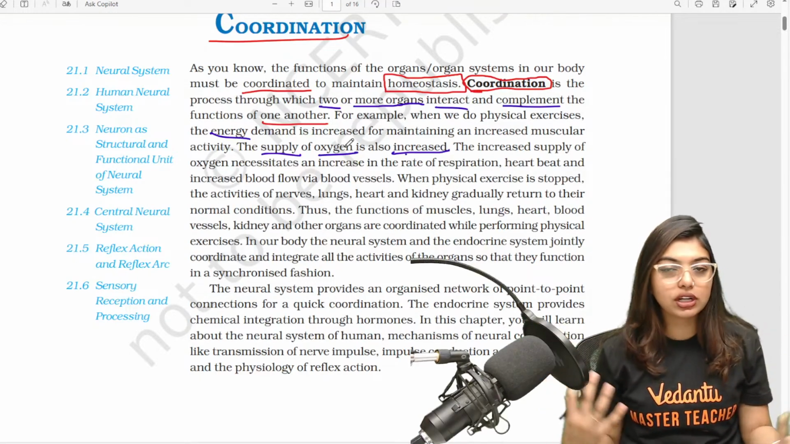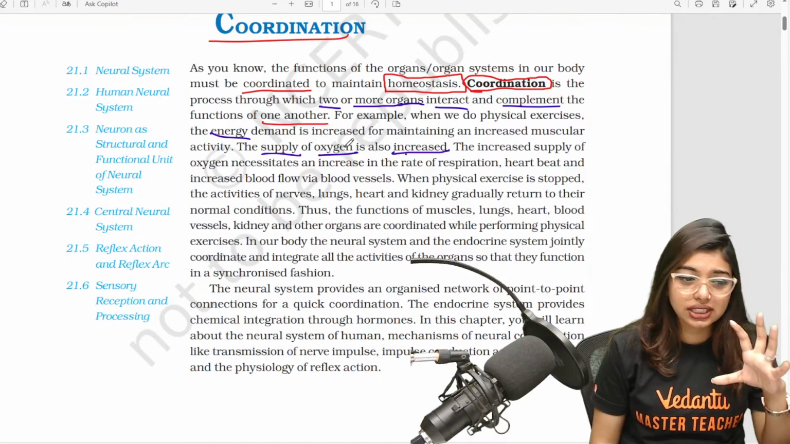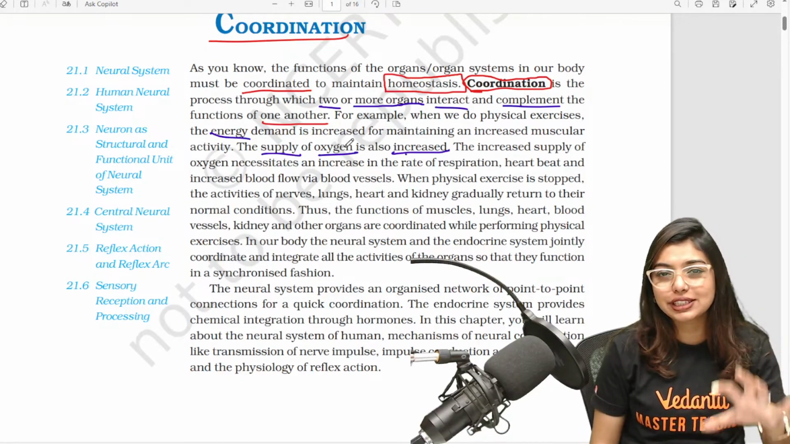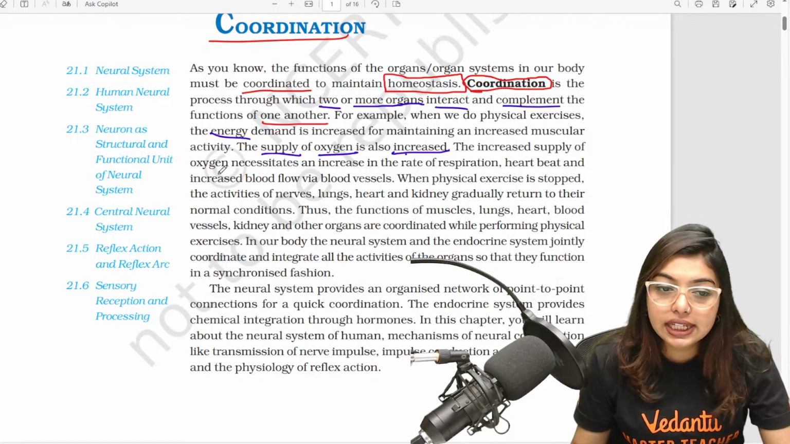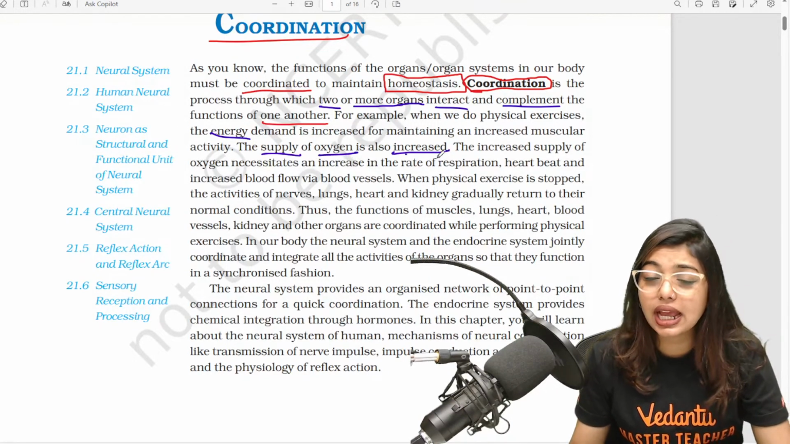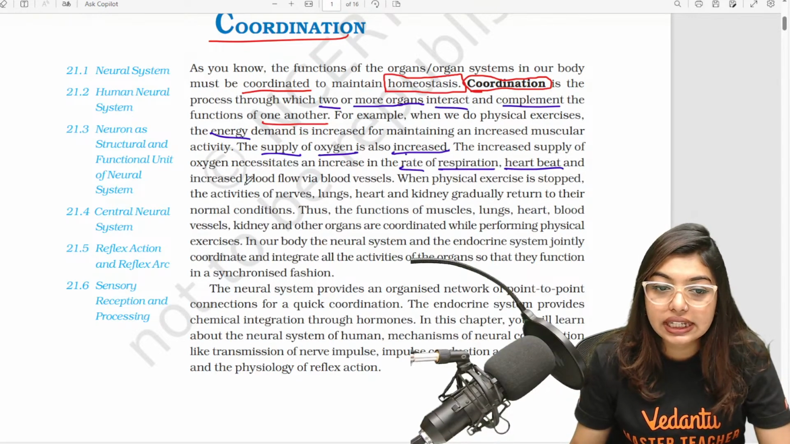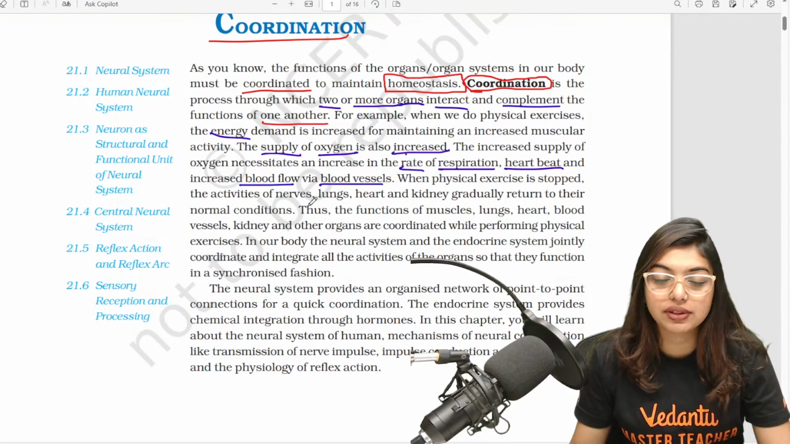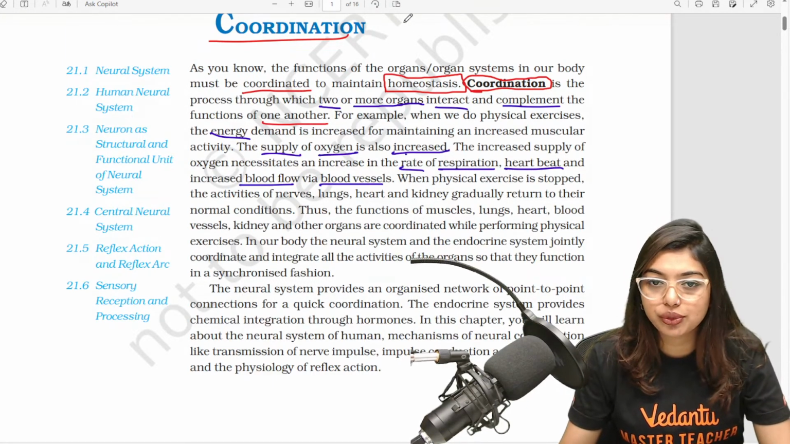So all the body muscles, let's say breathing and extend, that means your locomotion and movement, all these are going to work in coordination. Yes or no? So here, see, the increased supply of oxygen necessity and increase in the rate of respiration, heartbeat, and increased blood flow via blood vessels. So that means basically all the chapters of your human physiology are going to work here, right?